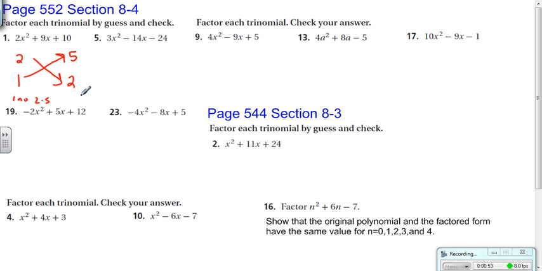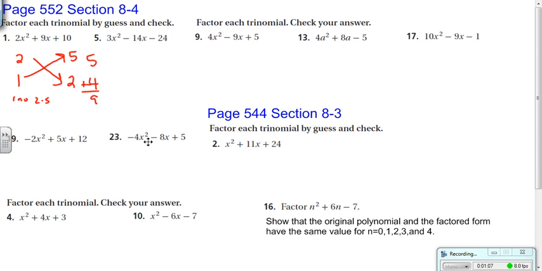So then you multiply along your arrows. So 2 times 2 is 4. 1 times 5 is 5. If I add those together, I get 9, which was my middle term. So I've got it. What I have to do is go straight across to write out my answer.